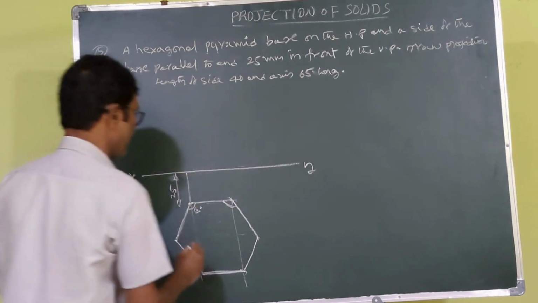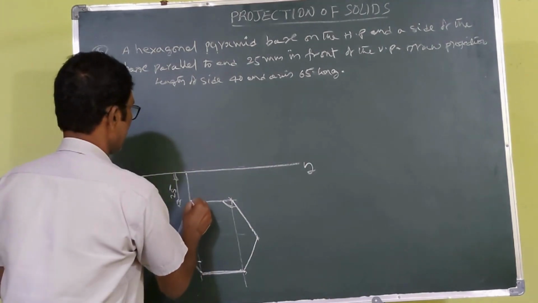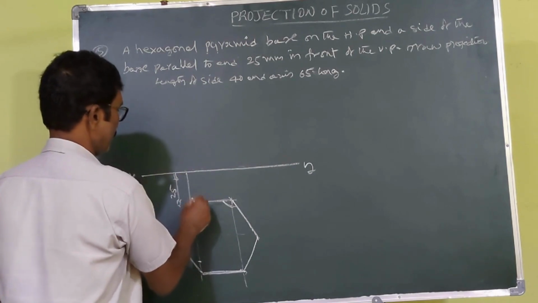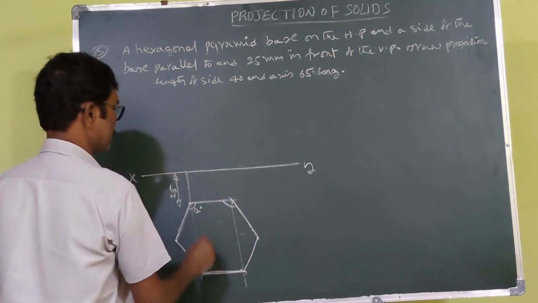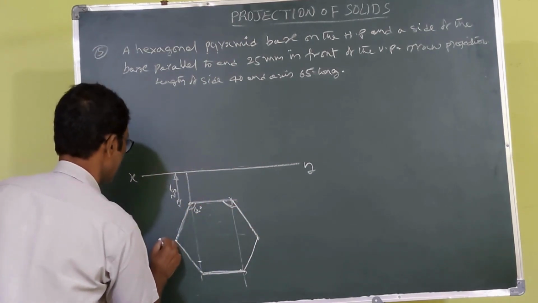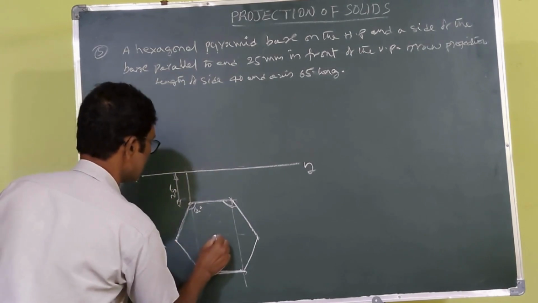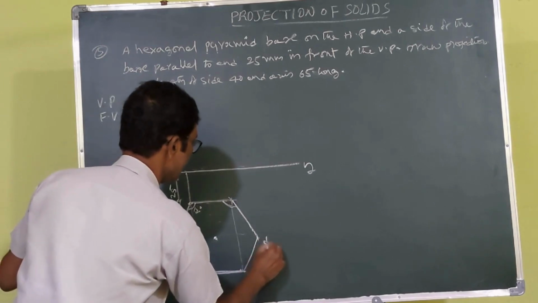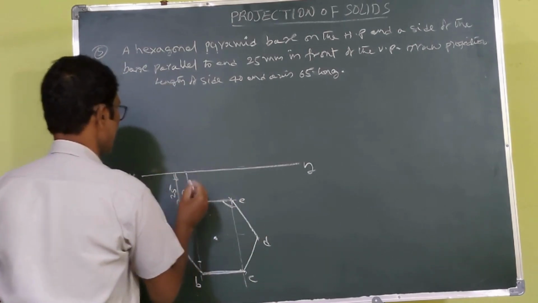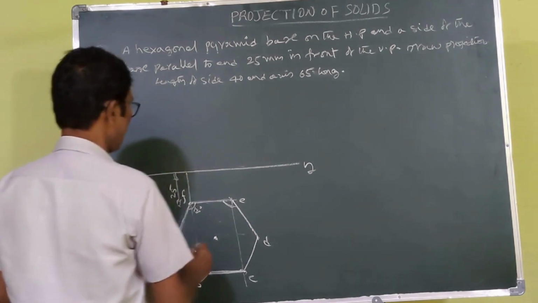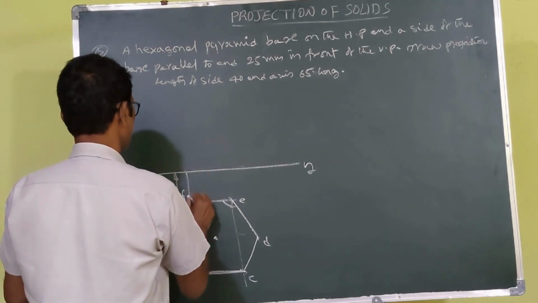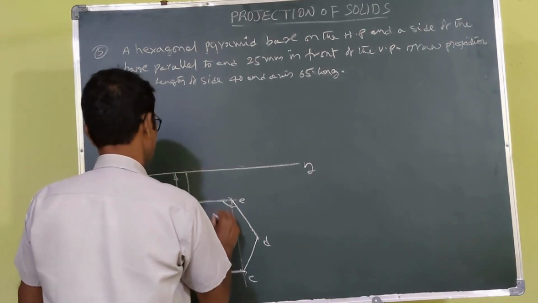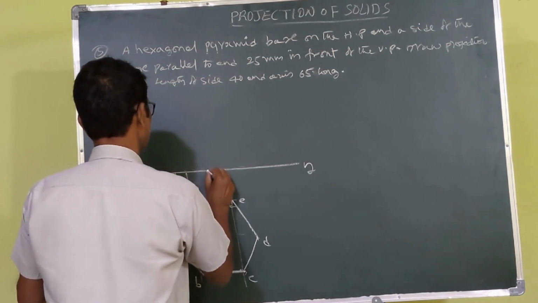Now we have to develop the front view. This side is parallel to the VP, 25 in front of the VP. So in this position we develop the top view. Let us give names. A is the central point, axis. B, C, D, E, F. From here you draw the projectors. From here first you draw the axis line. You draw the projector.